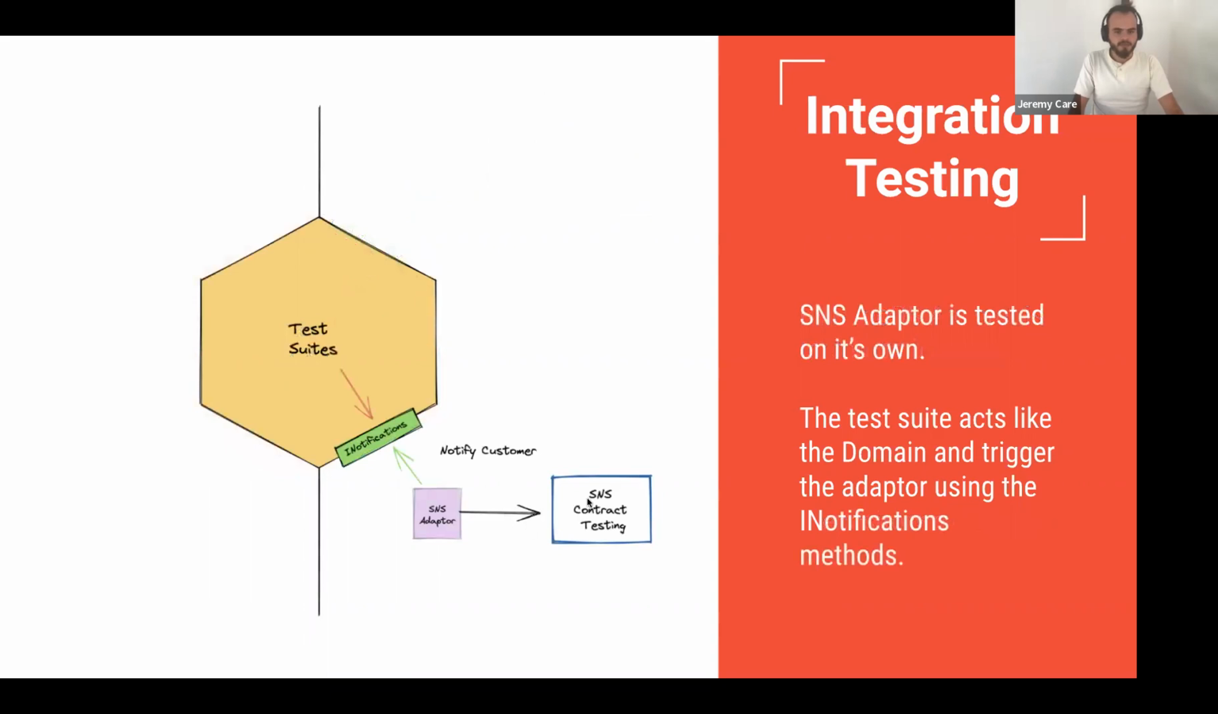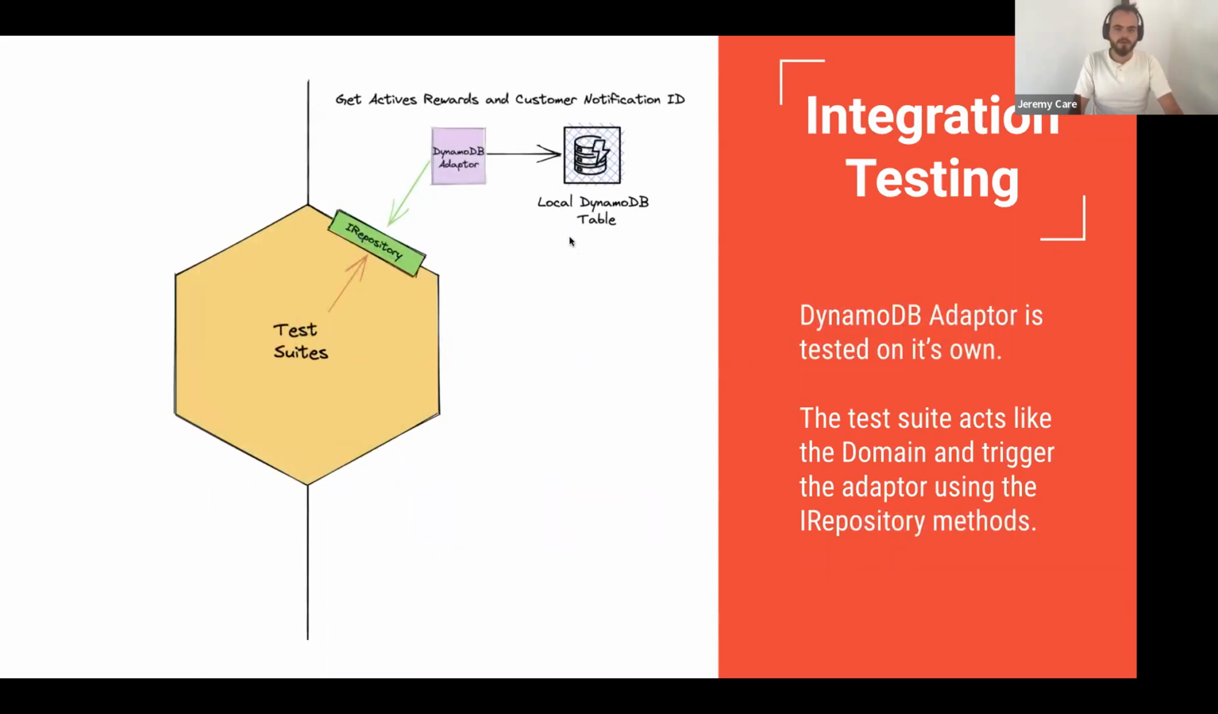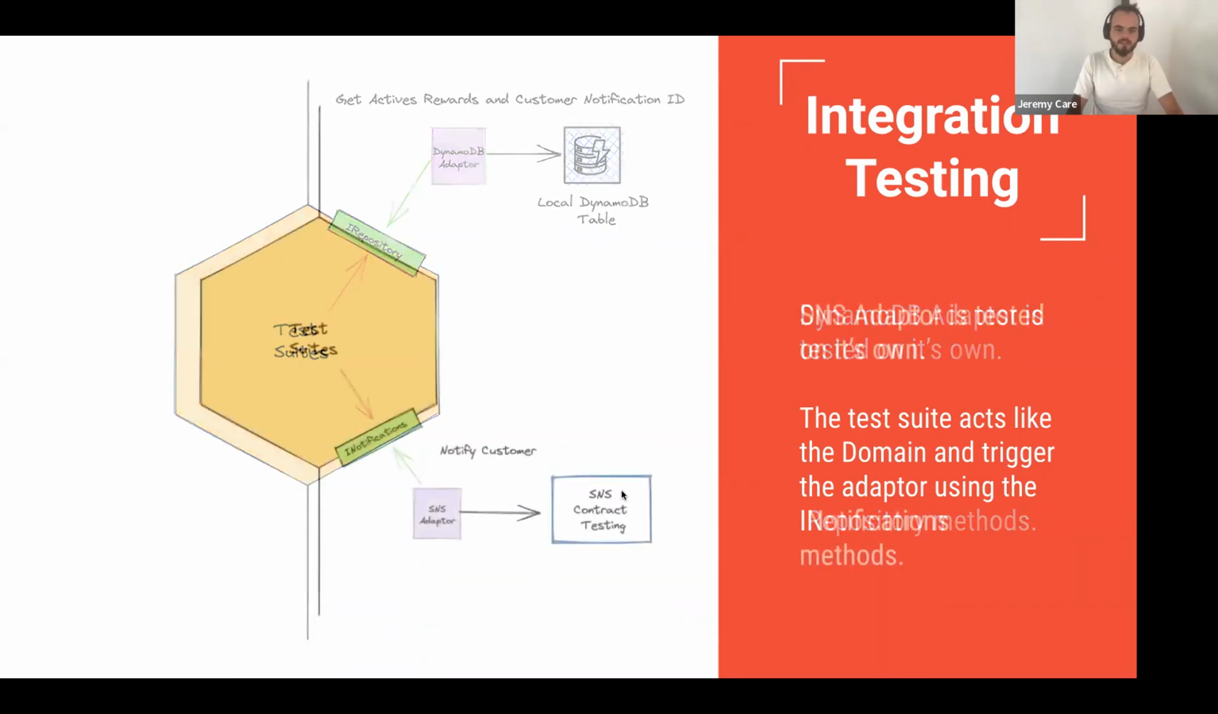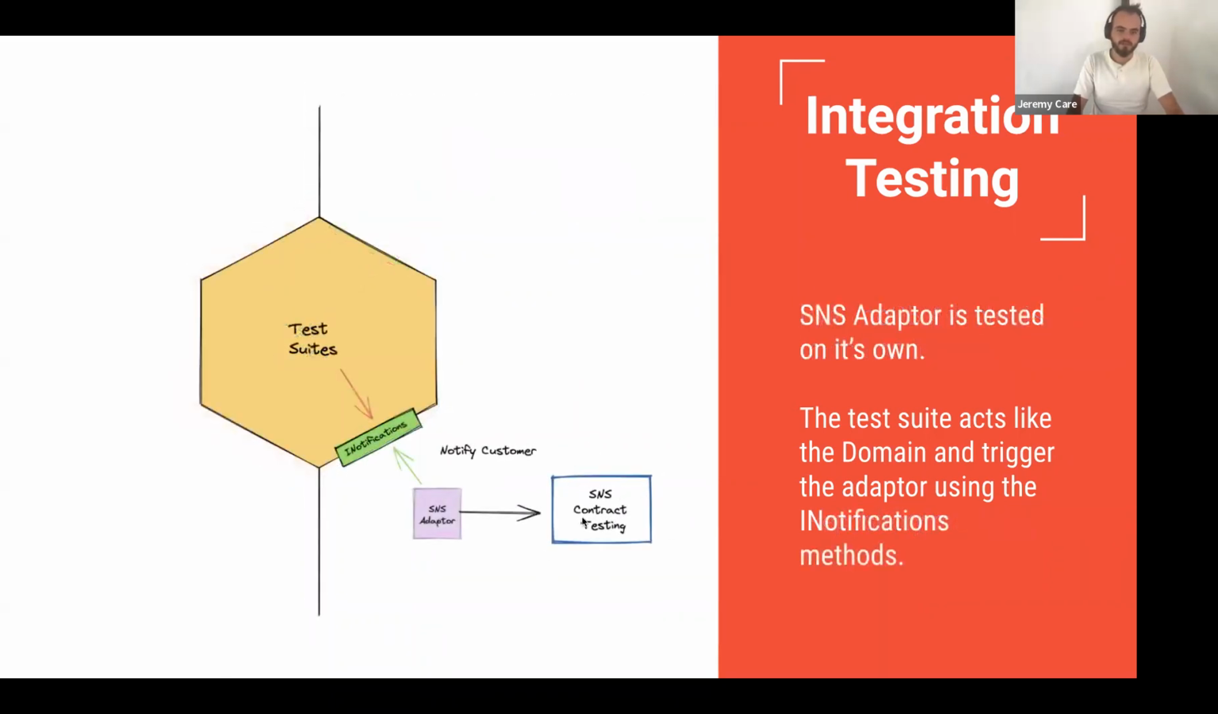Now we have the same thing for the other adapter, where we have a test suite that calls the methods exposed in the ports. And we use contract testing here because before, we had a local DynamoDB table, which is a Docker image provided by AWS that we can run, so we can have a local Dynamo running on the computer. But for SNS, we don't have that. So we do contract testing.